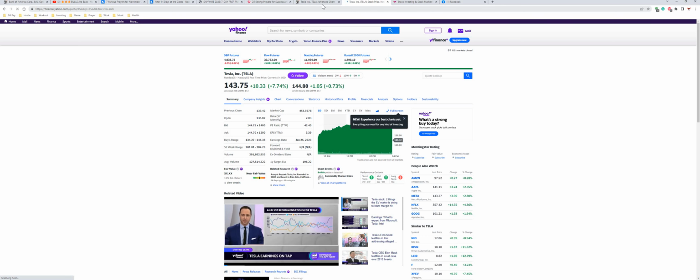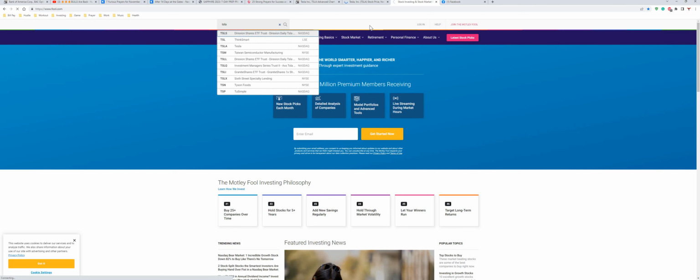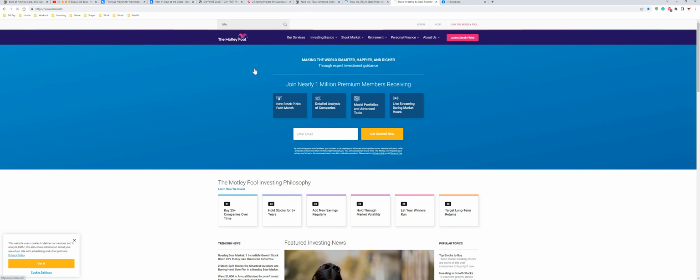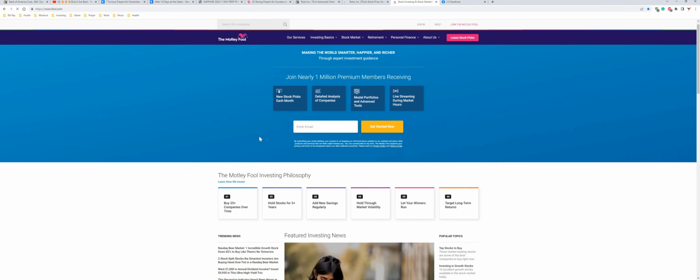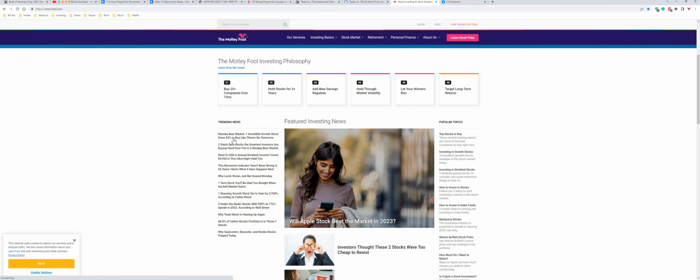Or you could go to a website called Motley Fool, fool.com. Okay, and you can put in the ticker symbol TSLA, and when you put in Tesla, you can read all kinds of articles on Tesla in the search to kind of confirm your analysis, and then you make your decision from here.